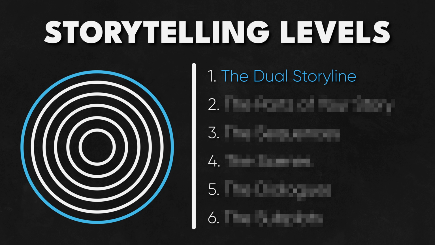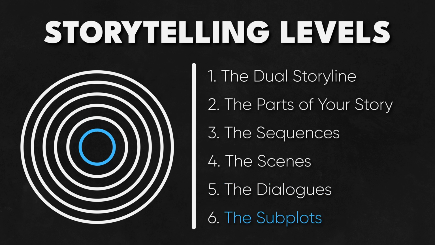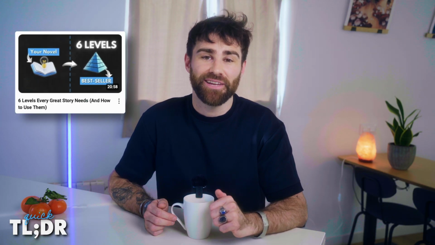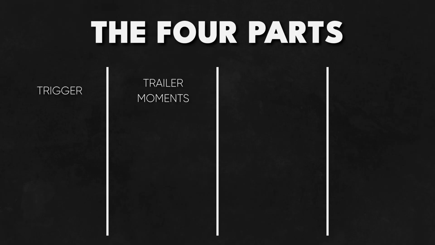These storytelling pillars have 6 levels of applications. The dual storyline, the parts of your story, the sequences, the scenes, the dialogues, and finally the subplots. Make sure to watch part 2 for more details on that. Right, so to create the roadmap for your subplot, you'll need to define these 6 storytelling pillars on 2 levels: the global story of your subplot and the parts of your subplot. If you prefer simplicity, you can stick to the traditional 3-part structure, beginning, middle, and end, but I recommend breaking it down into 4 parts: the trigger, the trailer moments, the journey to hell, and the grand finale. Again, I made a whole video on that, so make sure to check part 2 of this series.